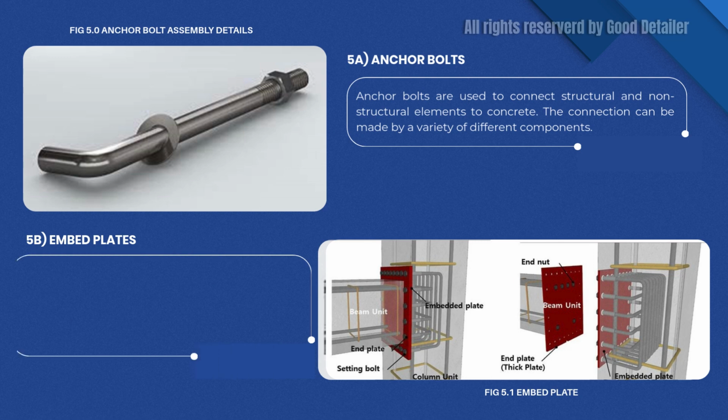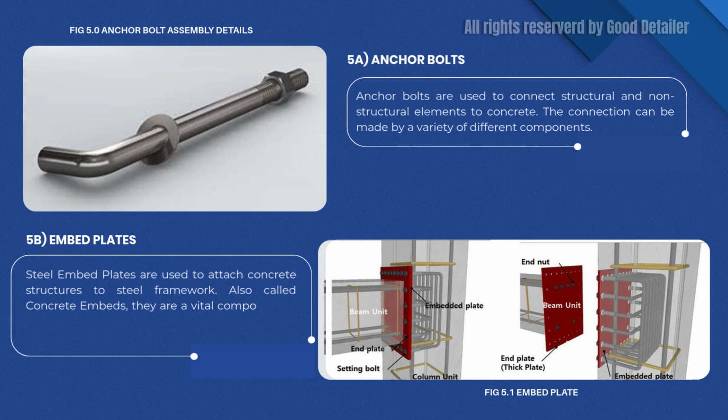5B. Embed plates. Steel embed plates are used to attach concrete structures to steel framework. Also called concrete embeds, they are a vital component in the construction industry and the best way to connect steel to concrete.